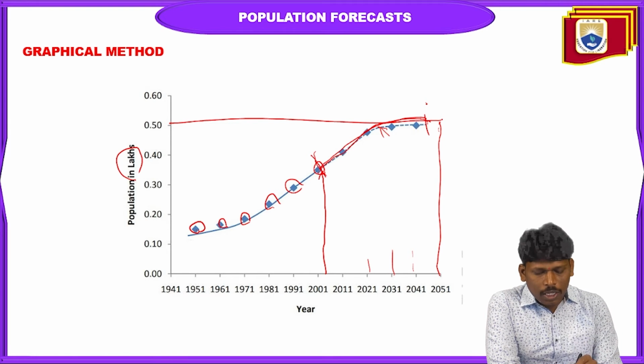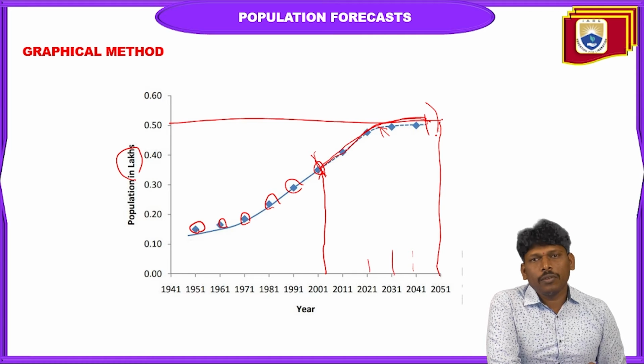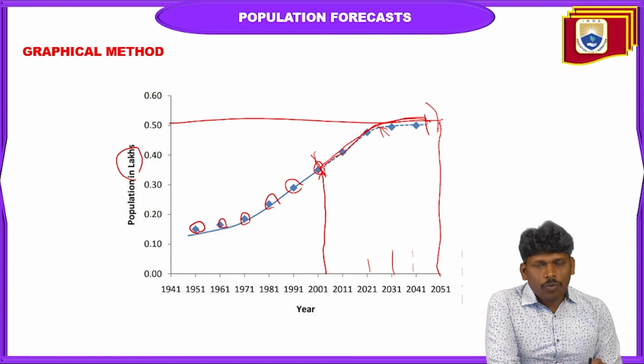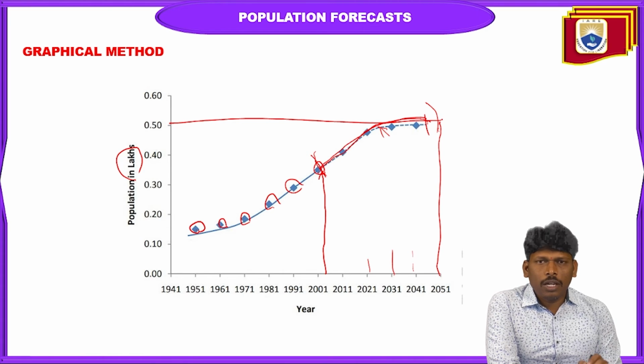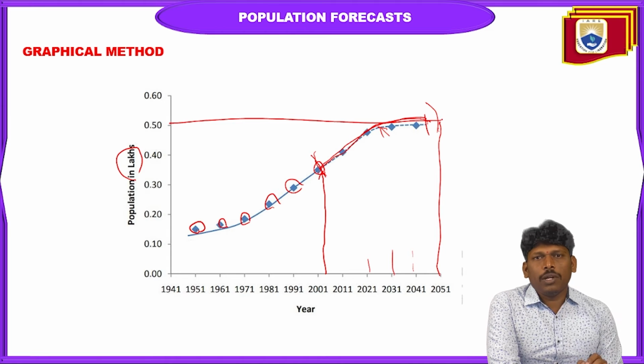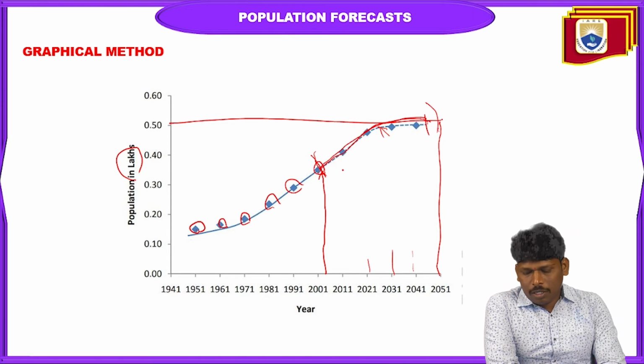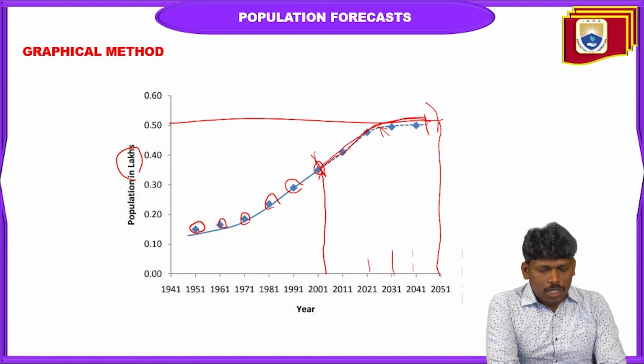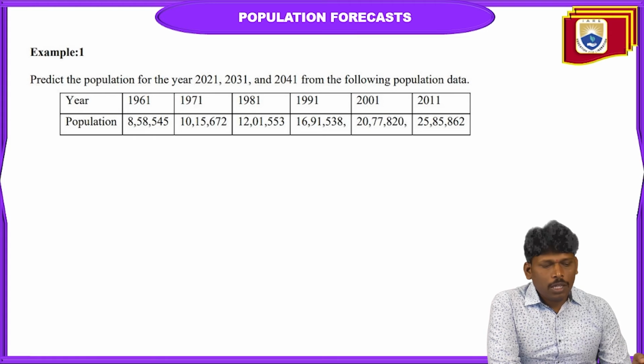But this is actually not preferable, because the person who is estimating the population using this method is supposed to have vast knowledge of it and is supposed to use good judgment. Only then can we give good results. So now we'll take one problem on this graphical method. The same problem I considered again here.